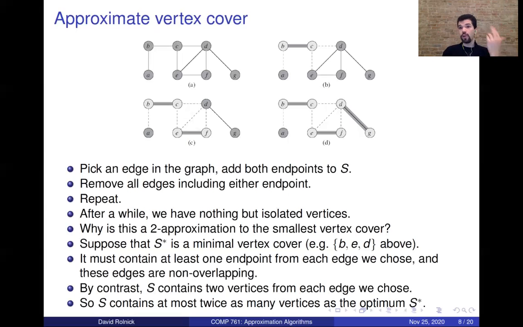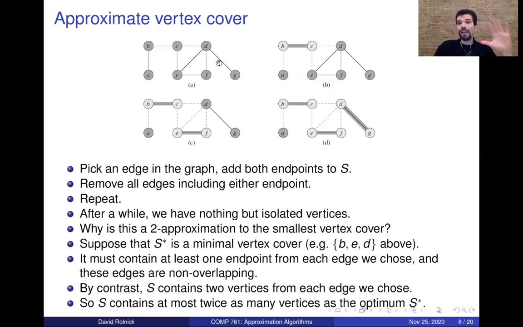But yeah, so there are two components. First, showing that it actually is a legal solution, and then showing that it's close enough to the optimum. So it's a legal solution in this case because it's a vertex cover. And it's close enough to the optimum because whenever we add pairs of vertices to S, the optimum has to have had at least one of them. So we must be fine.